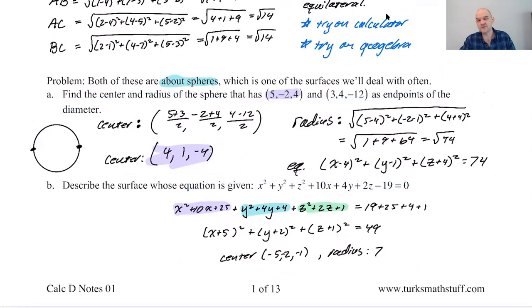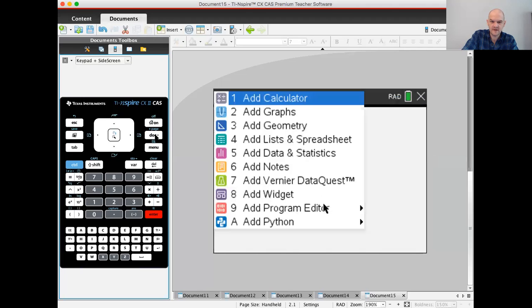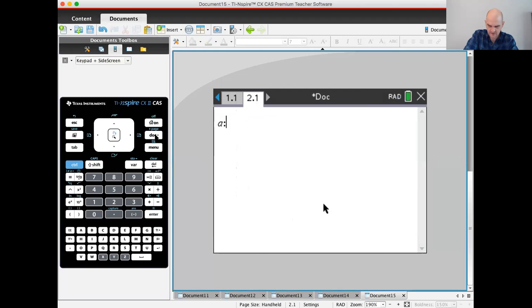All right, so if you're 100% confident in everything that we've done, feel free to move on to the next video or move on with your life or whatever. But I'm going to do this. I'm going to put a new problem, doc for enter calculator. I'm going to store these points as A and B. So A as vectors: 5, -2, 4. B is... always store your points as vectors. It lets you do all kinds of stuff with them.